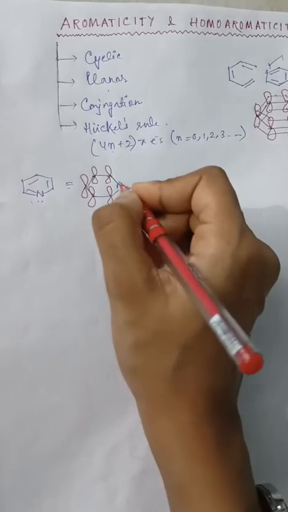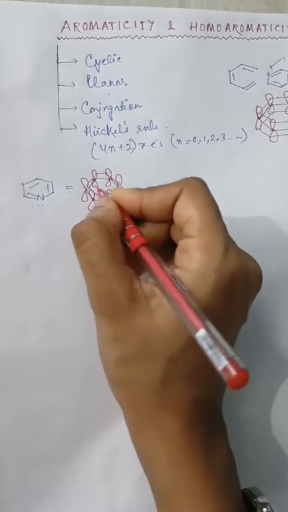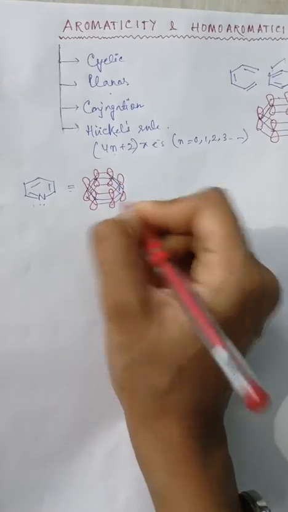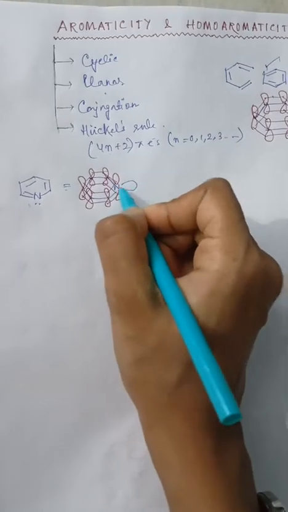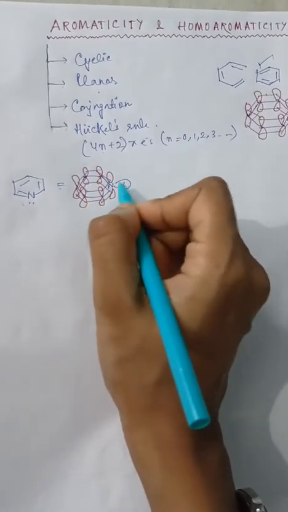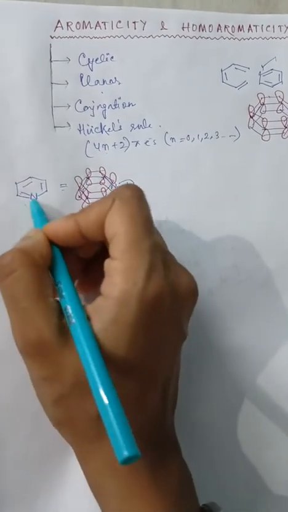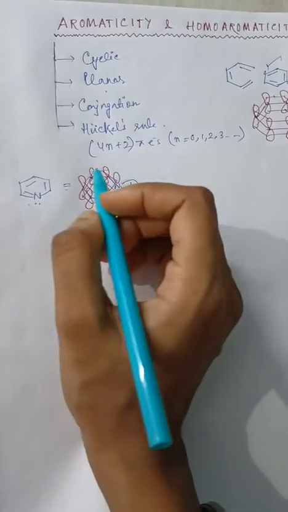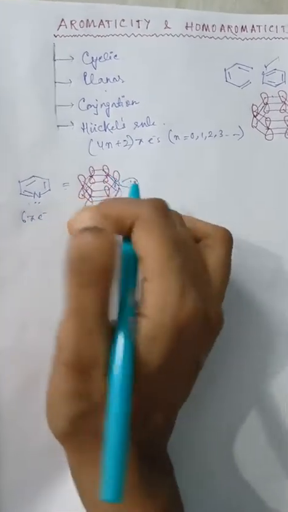There are 6 pi electrons delocalized above and below the plane. But this lone pair is actually perpendicular to this ring, so it does not take part in conjugation. That's why we won't count this lone pair. So only 6 pi electrons are involved. This is an aromatic compound.